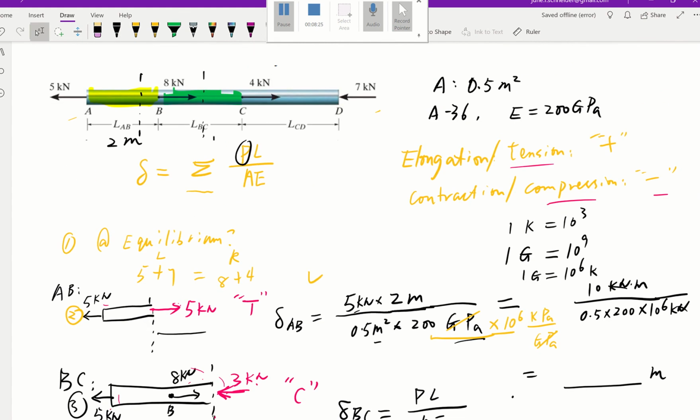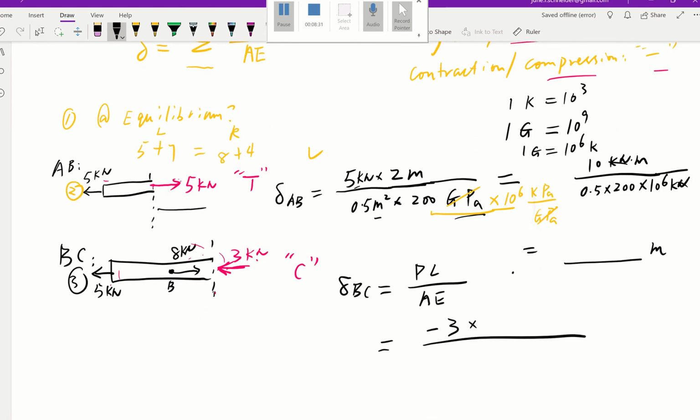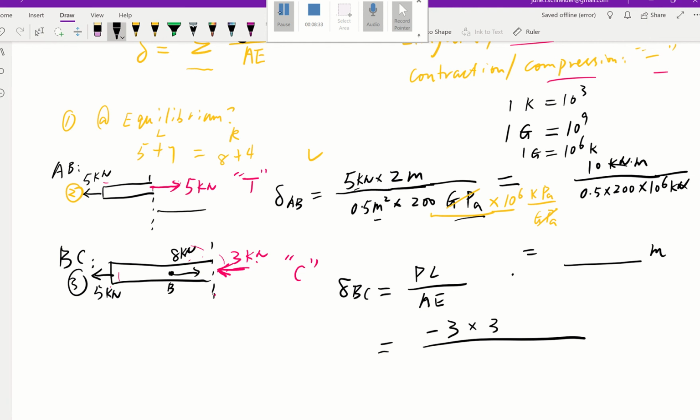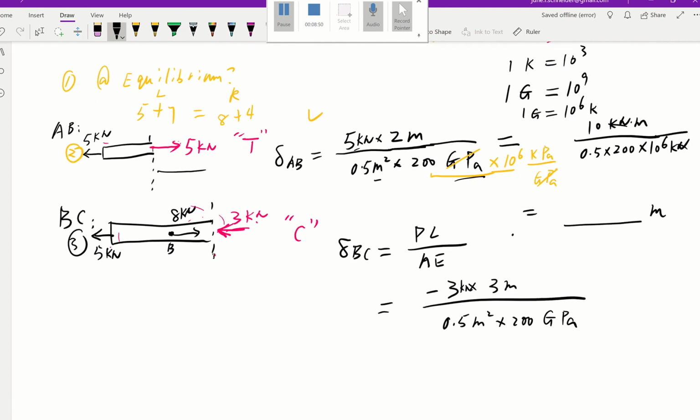And L, the length BC here, they tell us it's 3 meter. And by the way, I'm going to put the CD 4 meter. So that's going to be 3 kilonewton and 3 meter. Okay, so then the area, it's the same, and it's 200 gigapascal. Now you can do the unit conversion, but here I'm going to leave it alone.